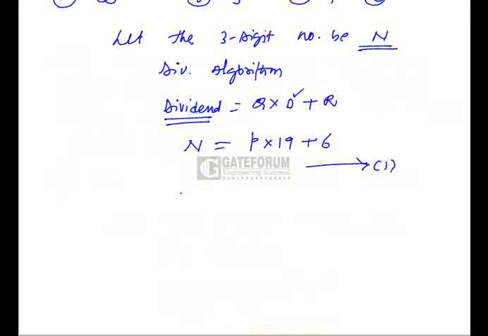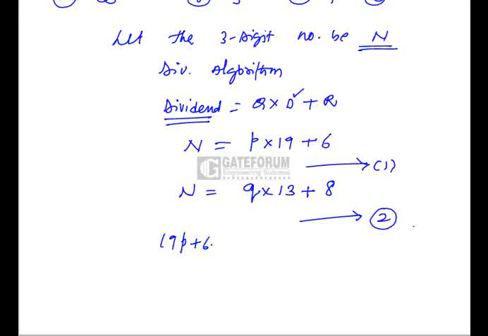Now in the second case, the same number n is divided by 13 and we have obtained the remainder as 8, whereas the quotient is unknown. Again, let it be some q. Let this be equation 2. Now from equations 1 and 2, the number is the same, so we can equate the right hand sides, which gives 19p + 6 = 13q + 8.